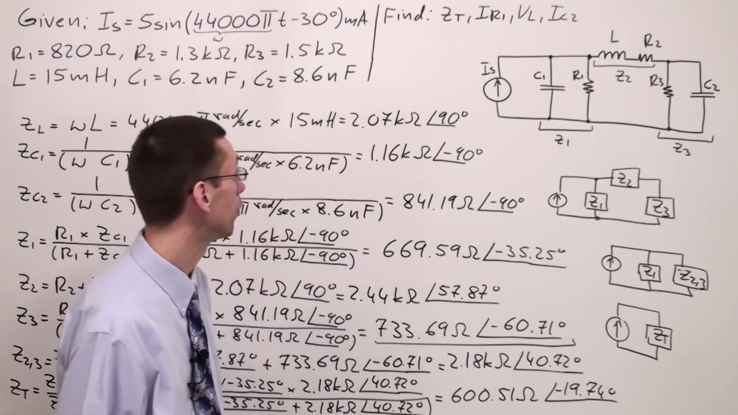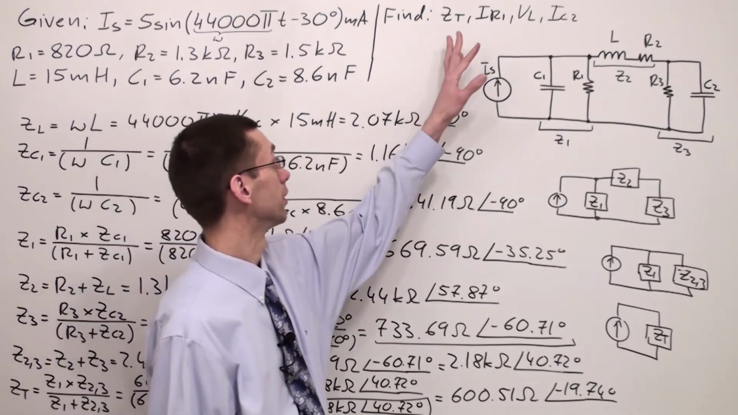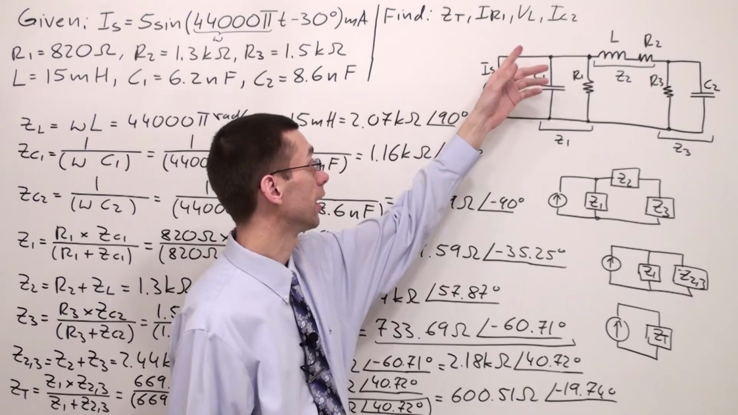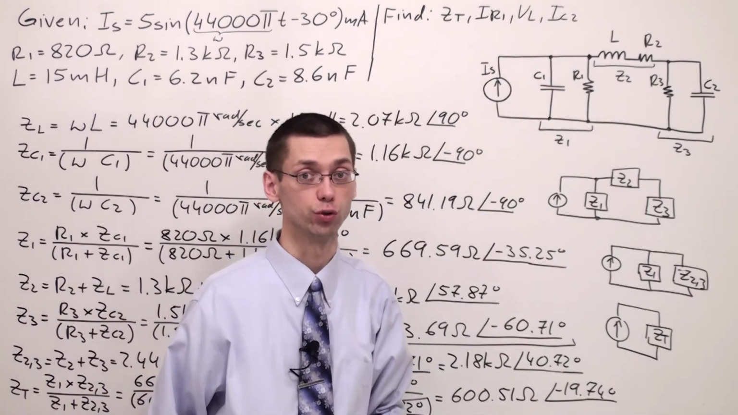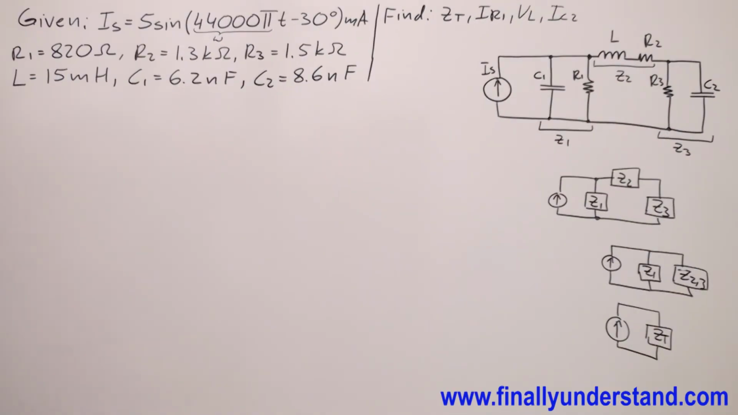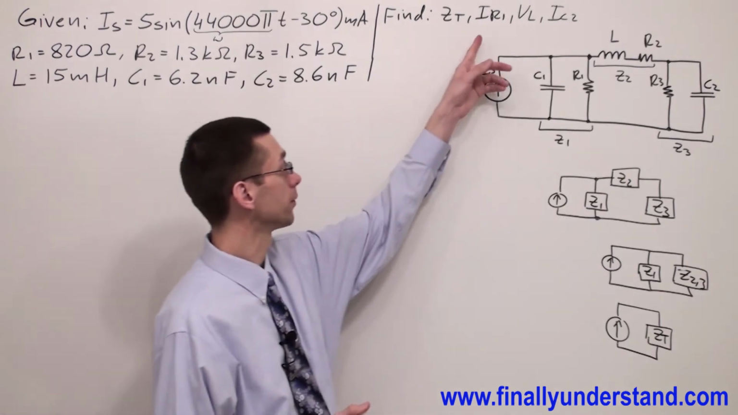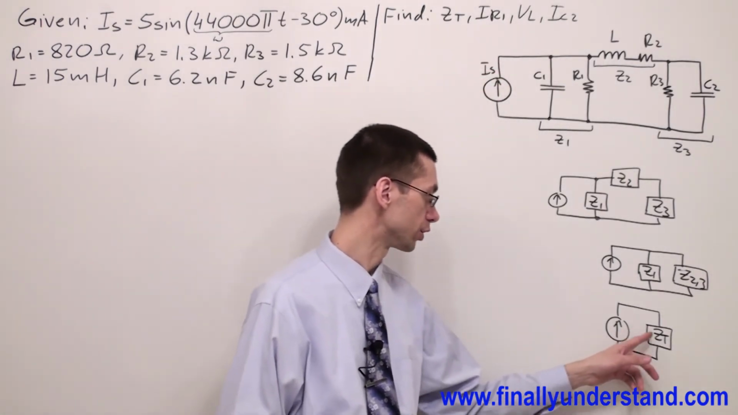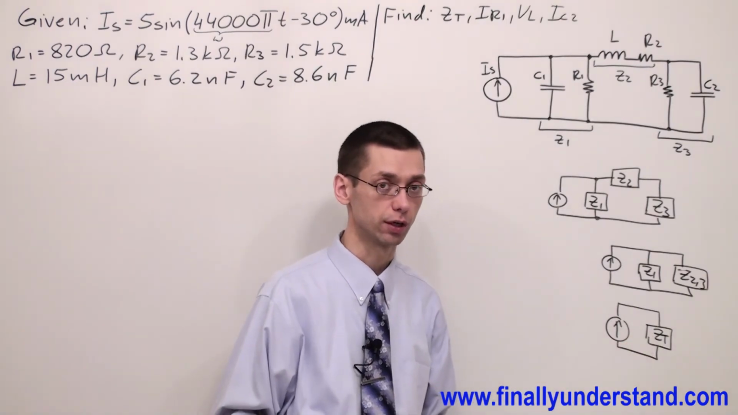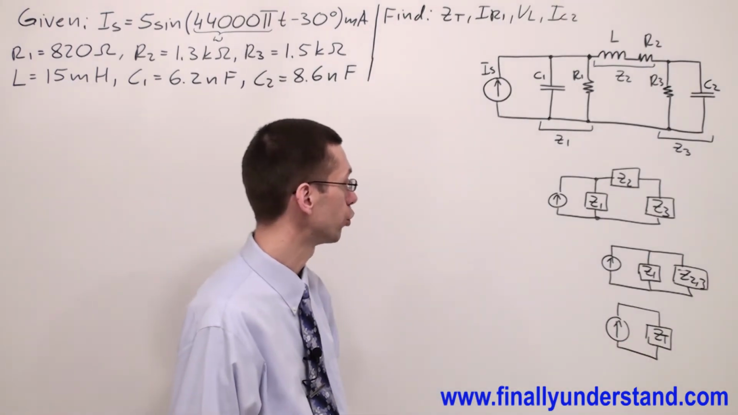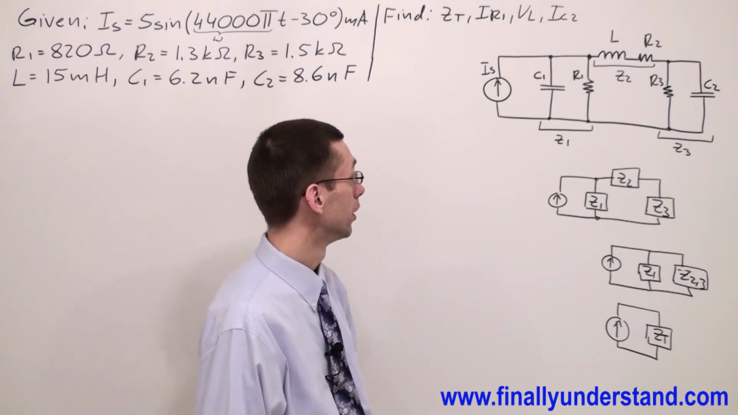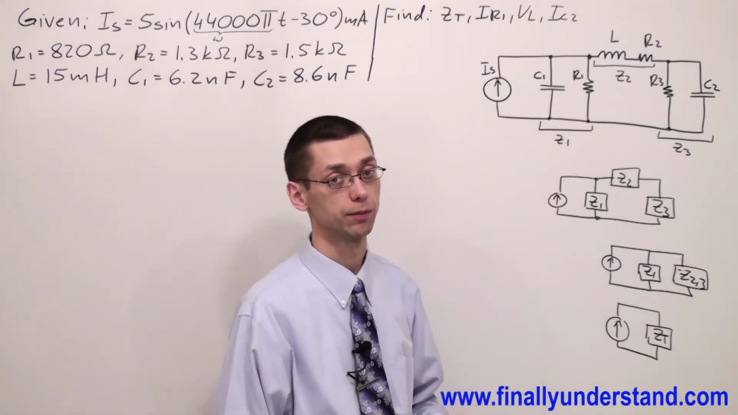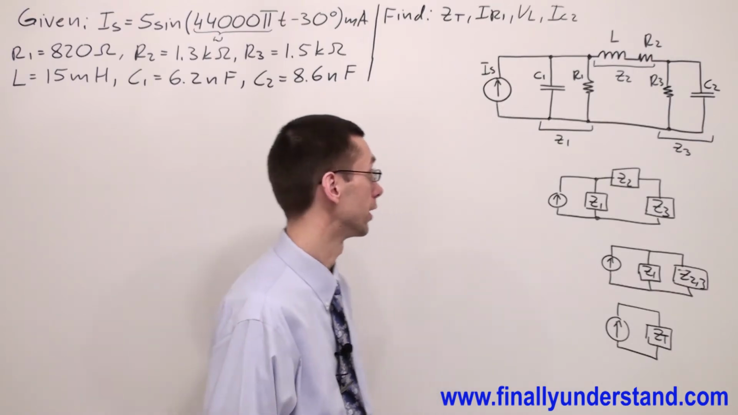So right now we are ready to find the current IR1, voltage VL, and current IC2. In order to find the current IR1, I'm going to find first the voltage across Z total, and after that I'm going to use Ohm's law and divide that voltage by R1. How I'm going to do it? Let me show you.